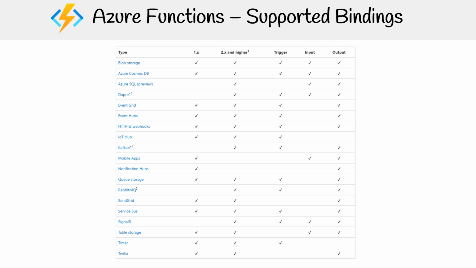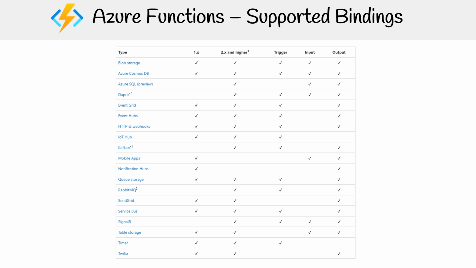But the idea is that some don't support triggers. So like Azure SQL does not support triggers, mobile apps notifications don't, table storage and Twilio do not. Then you can see we have a big gap of inputs for a bunch here and a bunch there. It's not super important to know for the exam, but the fact that you don't get triggers, inputs, and outputs across all services.